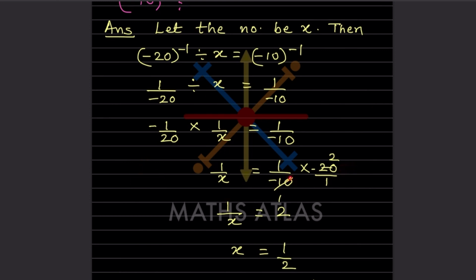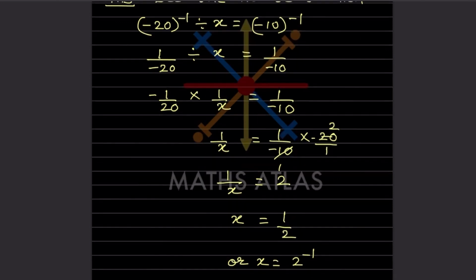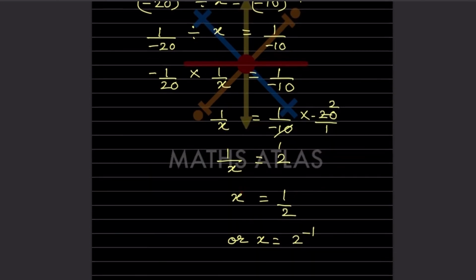So 1 by x will be, 10 ones are 10, 10 twos are 20. So in the numerator we get 2 and in the denominator 1, but this minus and this minus become plus. So this is just 2. Now we want the value of x. So x is going to be, this is 2, so this will get flipped over, that will be 1 by 2. Or we can also write this x as, if this goes up, that will be minus 1.